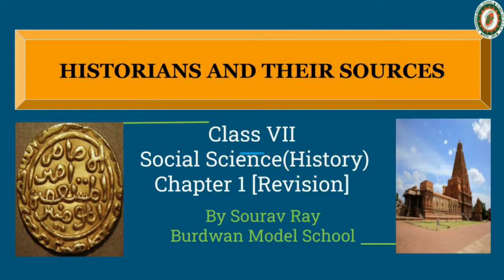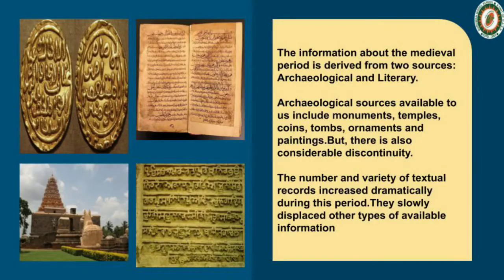And today I am going to discuss another subunit of chapter 1. The name of the chapter is Tracing Changes Through 1,000 Years, and the name of the subunit is Historians and Their Sources. I have already discussed this subunit in the previous class. Today I am revising the important points from this subunit one by one. So let's start the subunit.